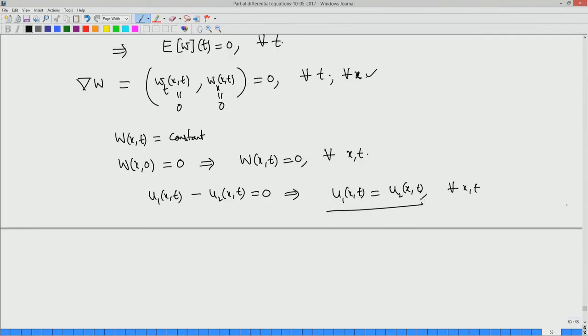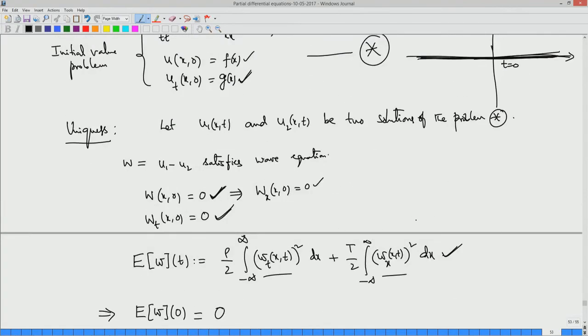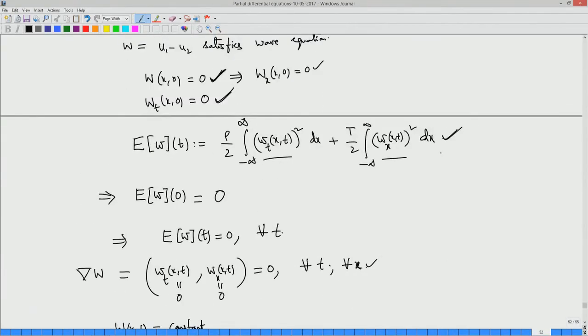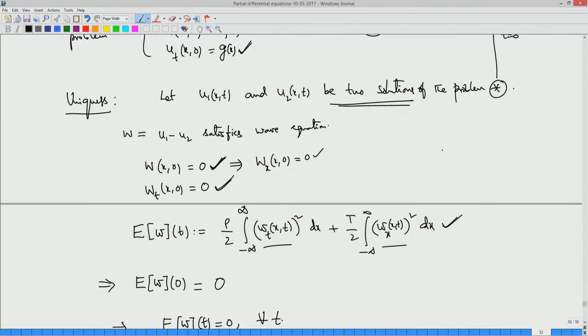So what does it mean? If you assume two solutions of this initial value problem, they have to be the same. How did I do that? This is through this energy argument.